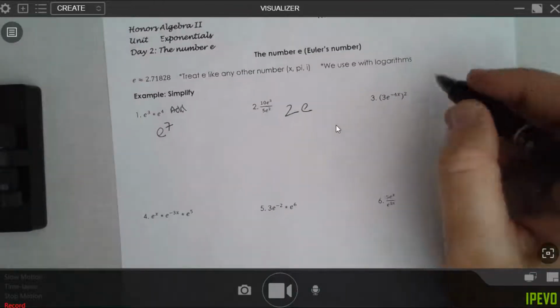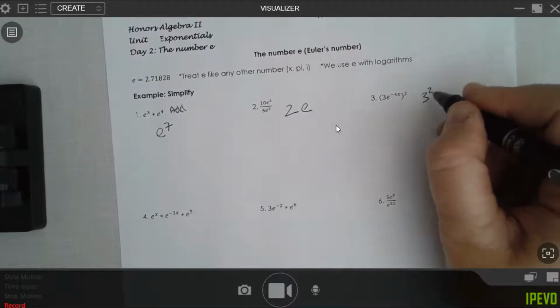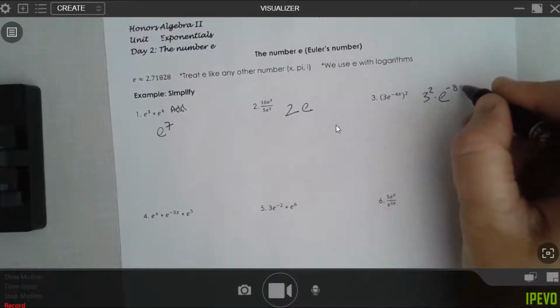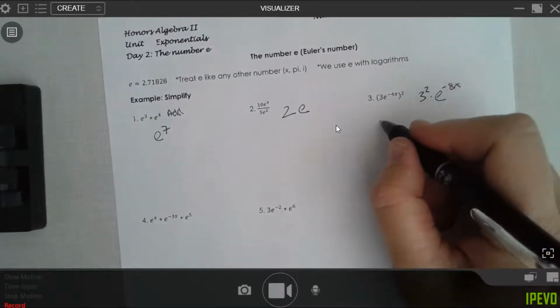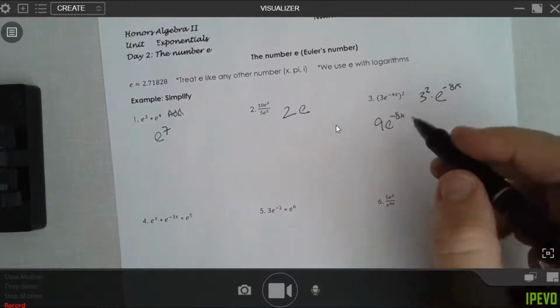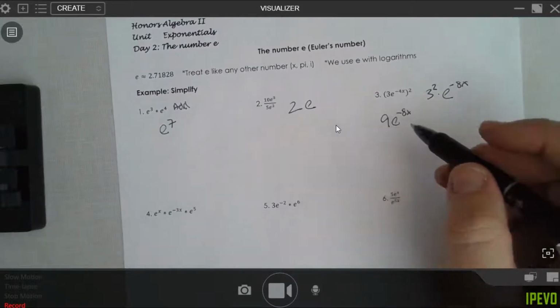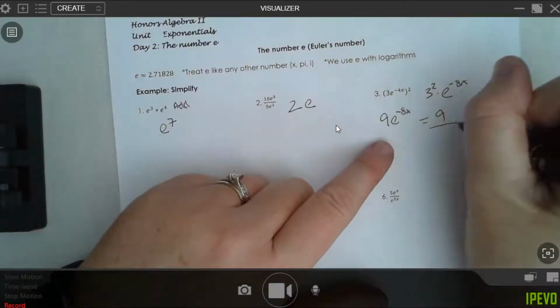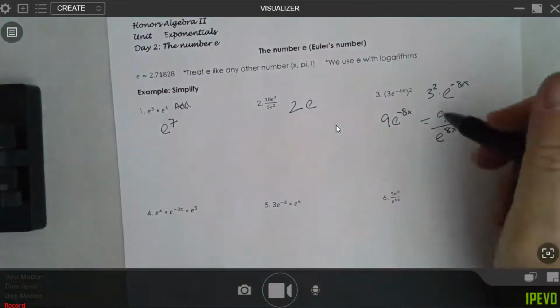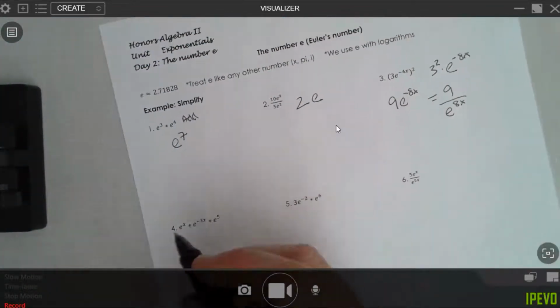Here, you distribute your 2 to each of them. So you'd have 3 squared times e, and then power to a power, you'd multiply them. So that would be 9e to the negative 8x. I'm fine with you leaving it as negative 8x because that actually means something. But you can also put it on the bottom if you like that better to make it a positive exponent.